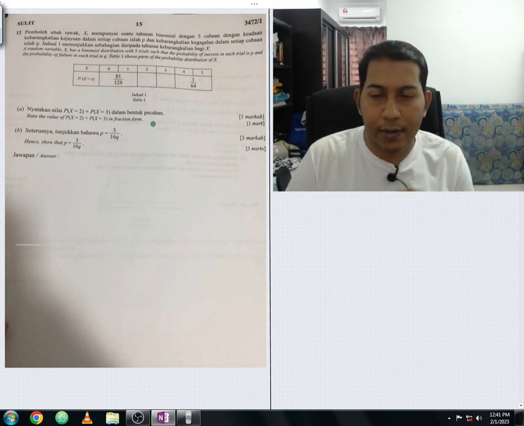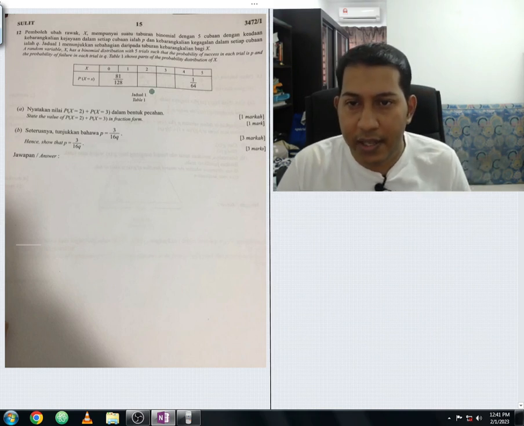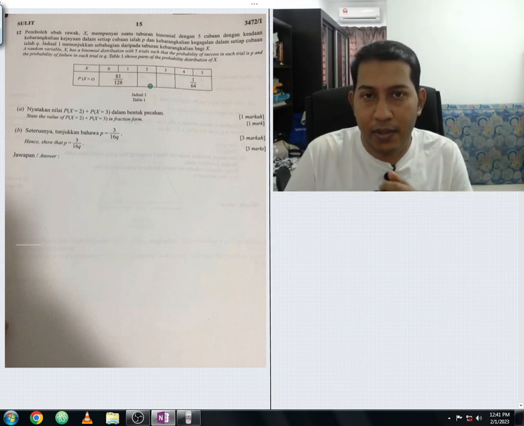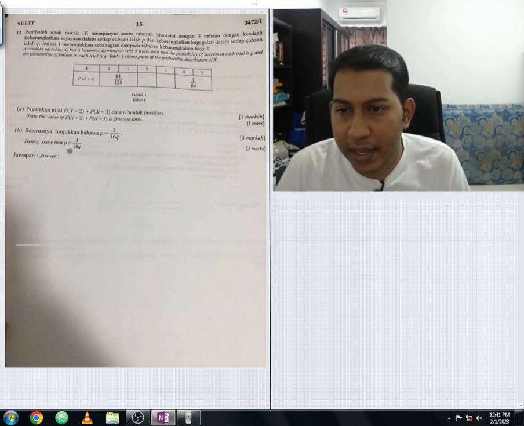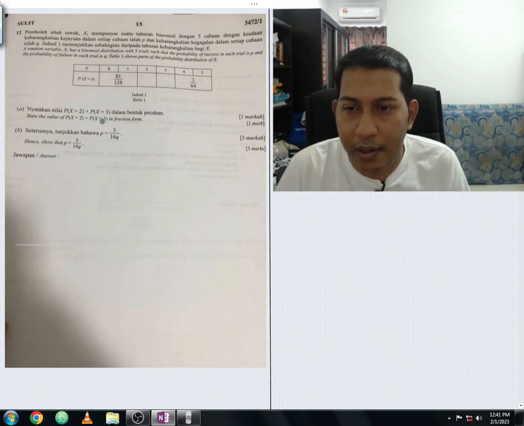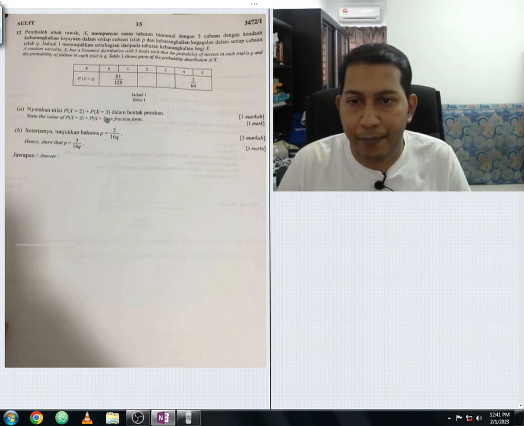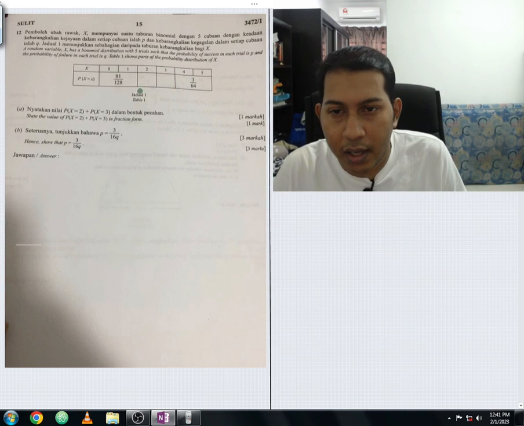Whenever you read this question, you should know that the question is actually asking for a binomial concept. This is about a binomial distribution, and they ask us to find the summation of these two random variables. Binomial, discrete. In this case, x equals 2 plus x equals 3. So how are we going to find them? These are the values that you are required to find.